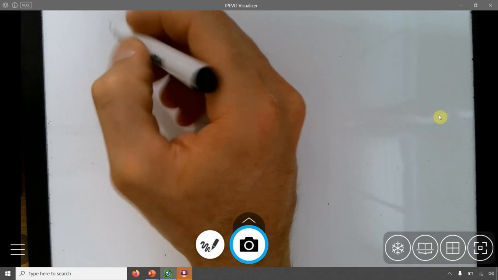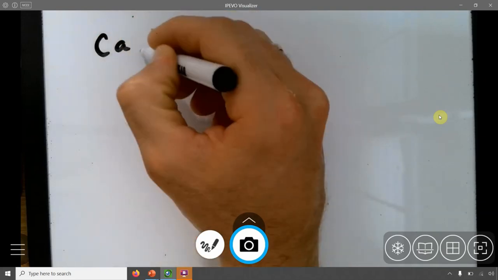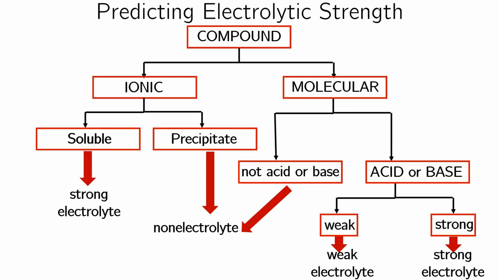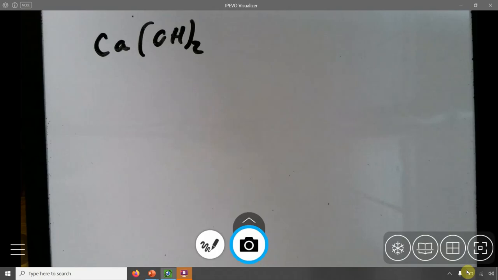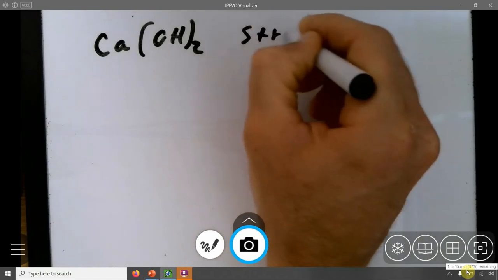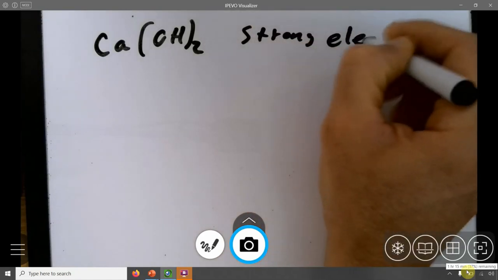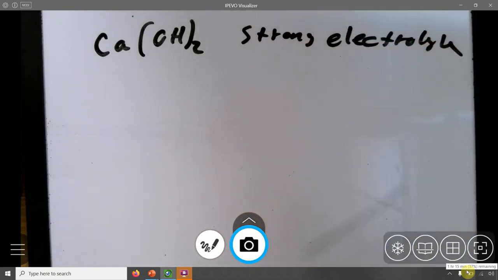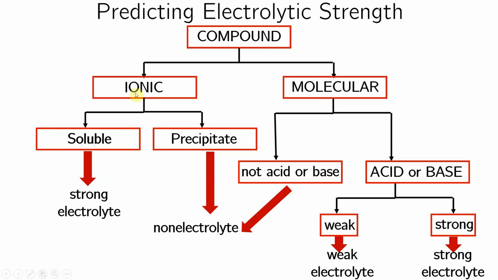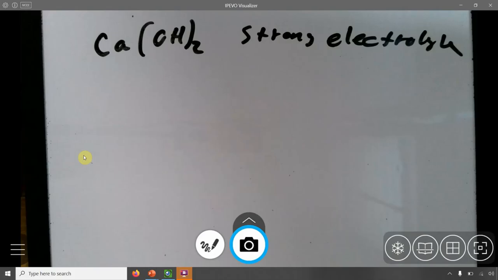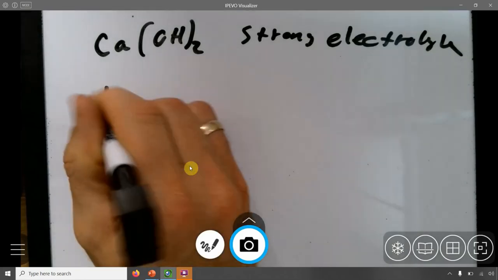Calcium hydroxide. Well, looking at this mapping, the compound is not ionic, it's going to be molecular here. It's an acid-base, and it is a strong base. Therefore, it's going to be a strong electrolyte. You could look at it like that, or you could look at it as an ionic type thing and figure out that it's soluble. Solubles are going to be strong. So either way of looking at it is fine.